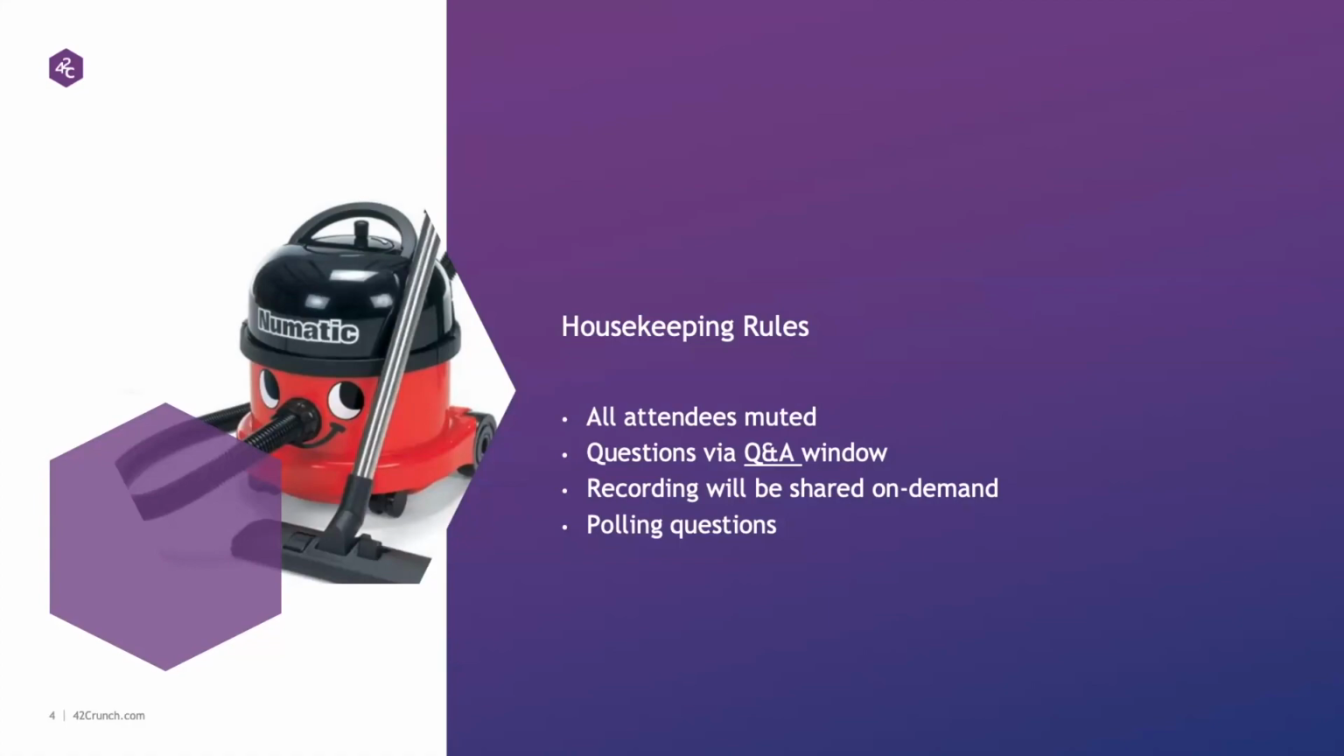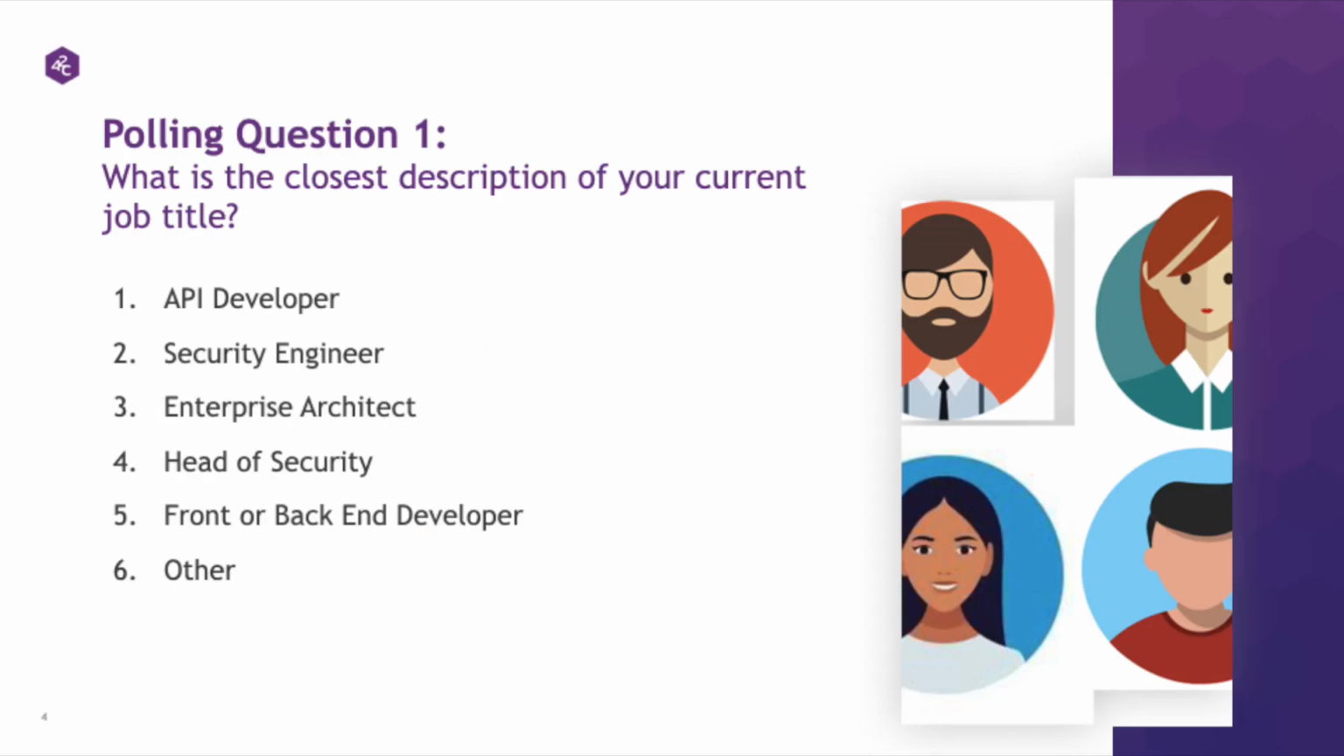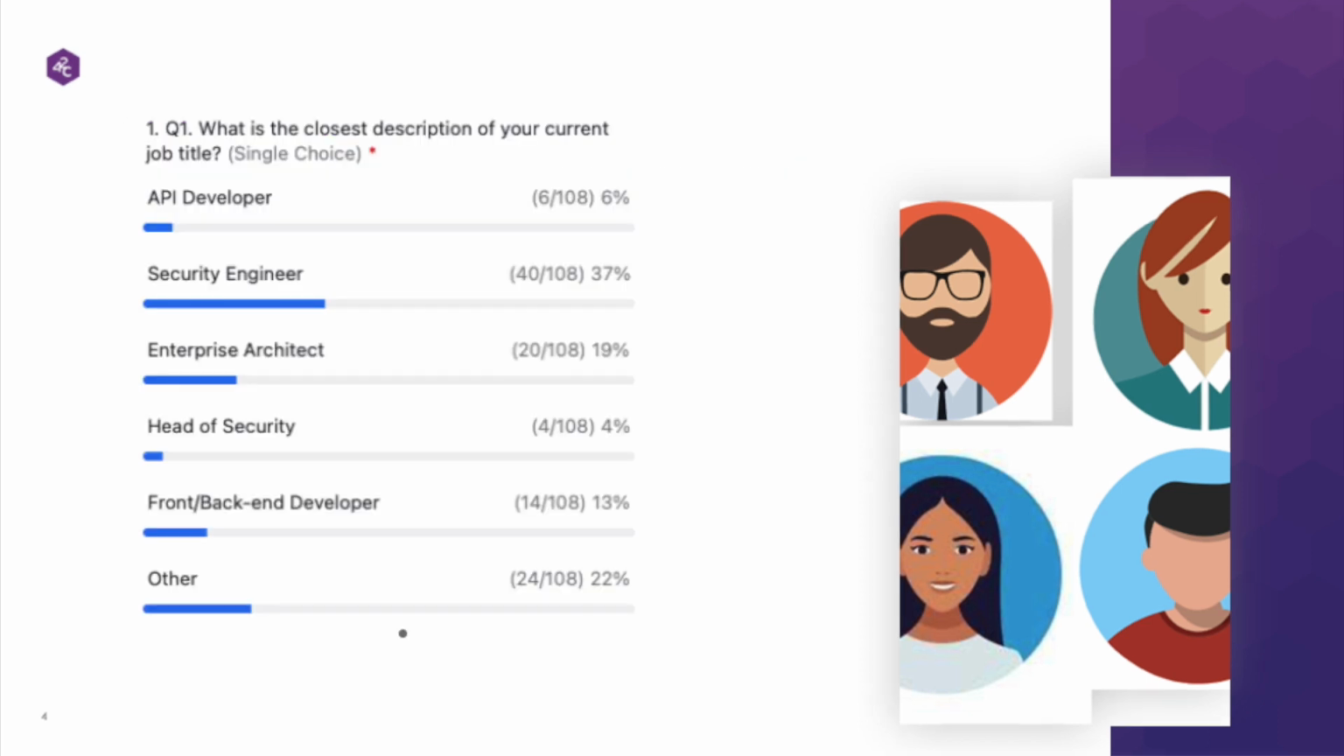So question 1, what is the closest description of your current job title? We have out in front, security engineers, followed beyond the others, we've got enterprise architects, and then a mixture between front-end, back-end developer, API developer, and finally heads of security. So I'm going to stop sharing there, and I'm going to hand over to Colin, who's going to kick off.